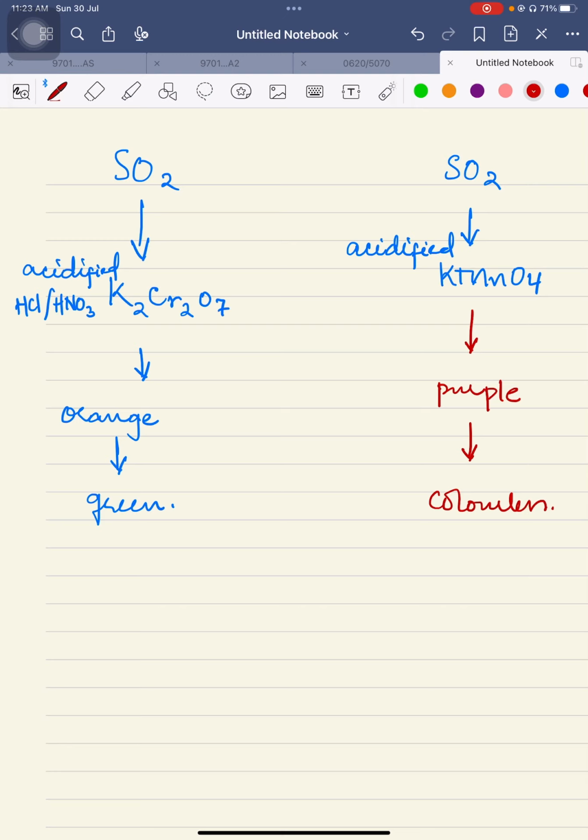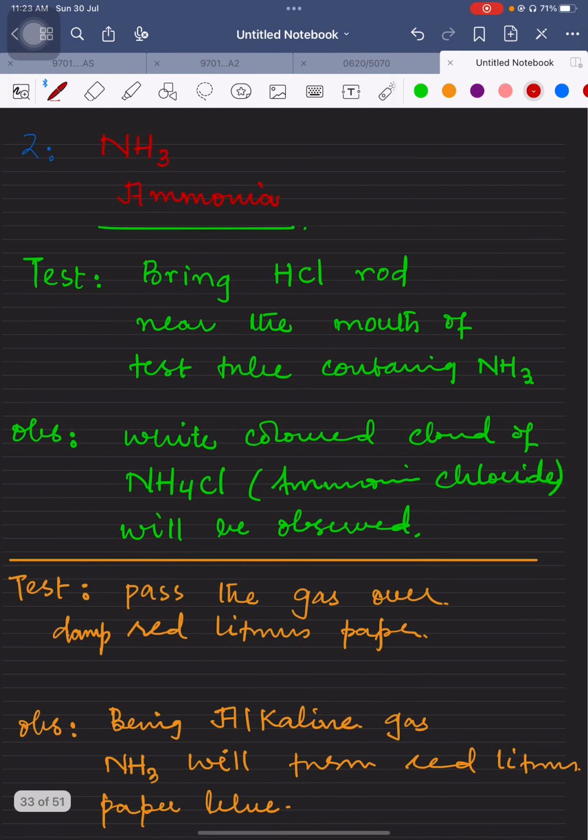And what is the color change in case of K2Cr2O7? It is changing the color from orange to green. Is that clear right now? So these are the two color changes which are associated with sulfur dioxide. Done, guys? So this is how we are going to deal with sulfur dioxide. This is the test number 3.